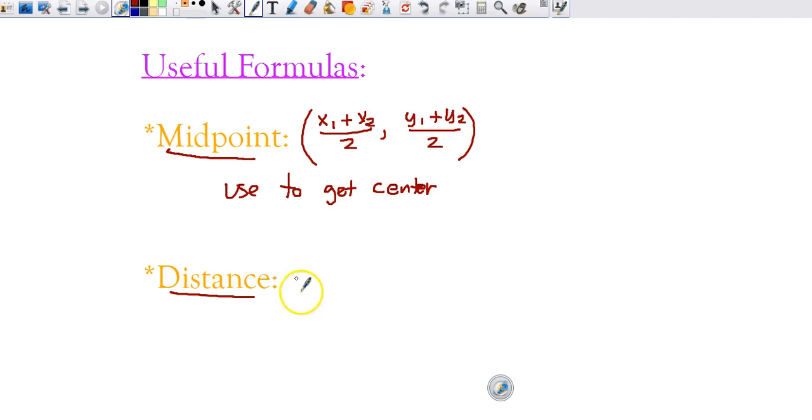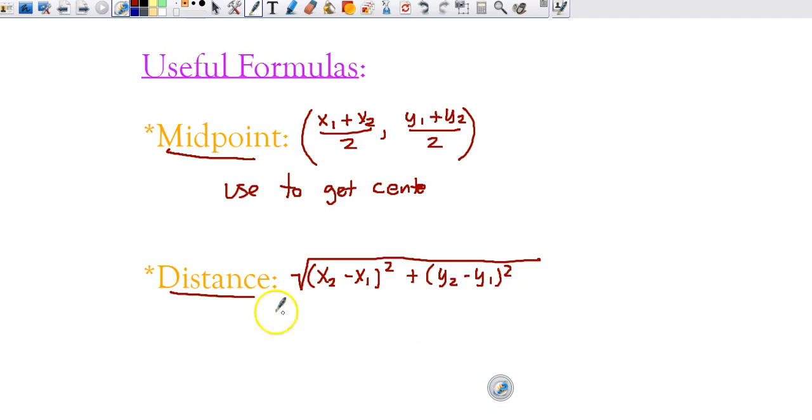The distance formula is the square root of x2 minus x1 squared plus y2 minus y1 squared. We use this to get the radius.